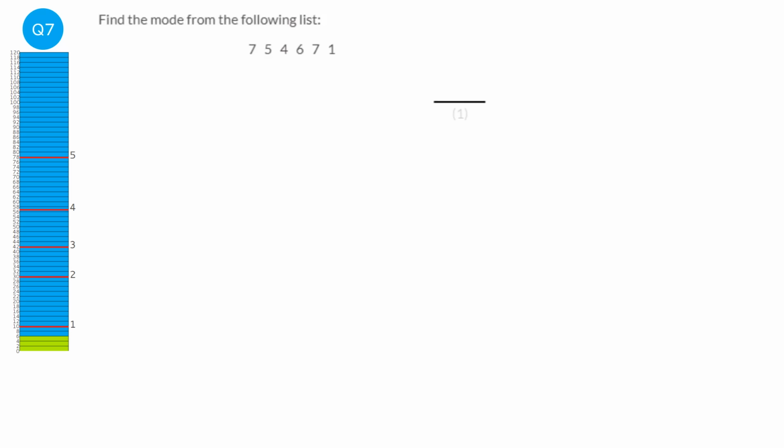Mode means most common or most frequent, and looking at this list of numbers, the number that comes up the most is this 7. All the other numbers just come up once, as 7 comes up twice.